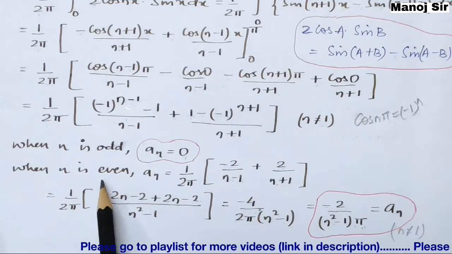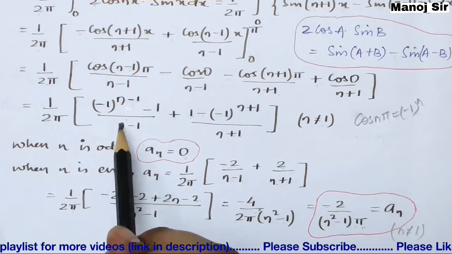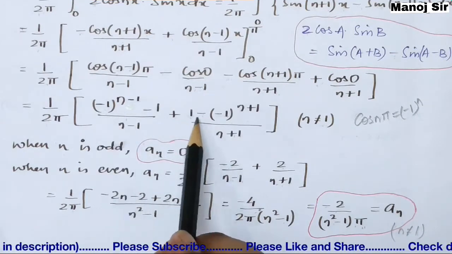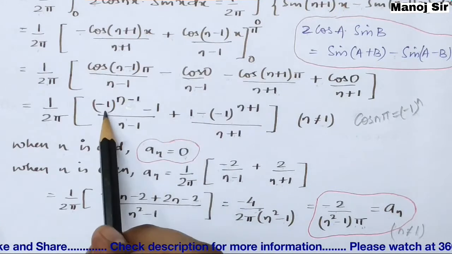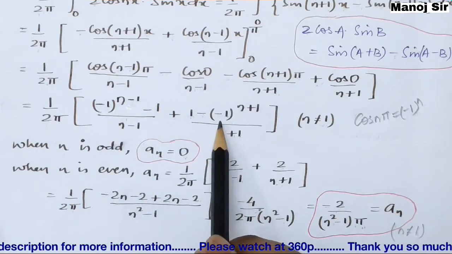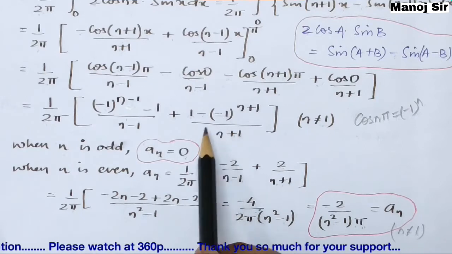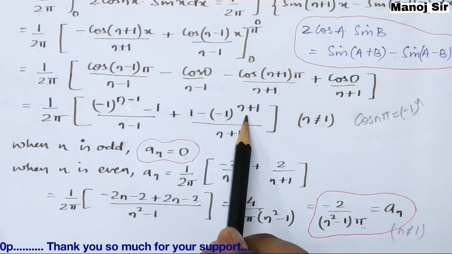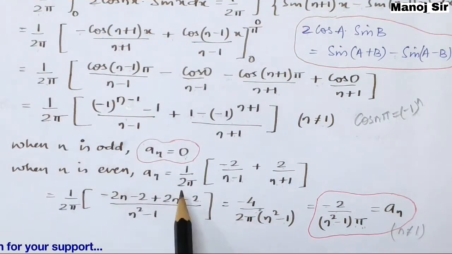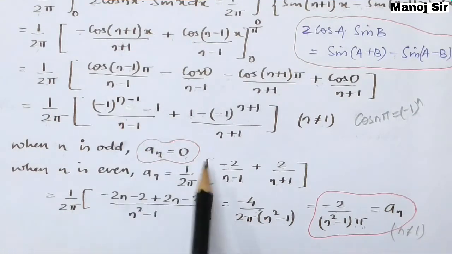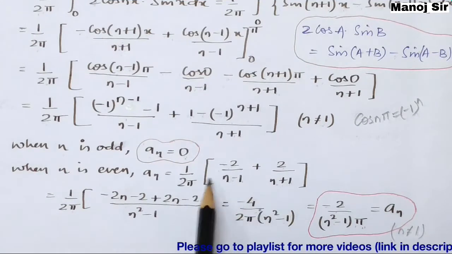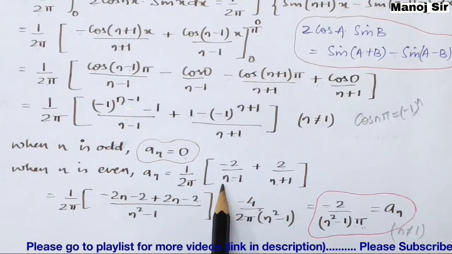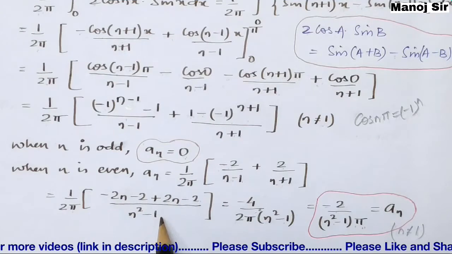But when n is even, in that case this is going to be minus 1, this is going to be 1. Sorry, this is going to be minus 1, this is going to be again minus 1, so this is going to be minus 2 and this is going to be 2. In that case this is 1 upon 2 pi, this is going to be minus 2 upon n minus 1, this is going to be 2 upon n plus 1. Now simply solve this taking LCM, that is n square minus 1.